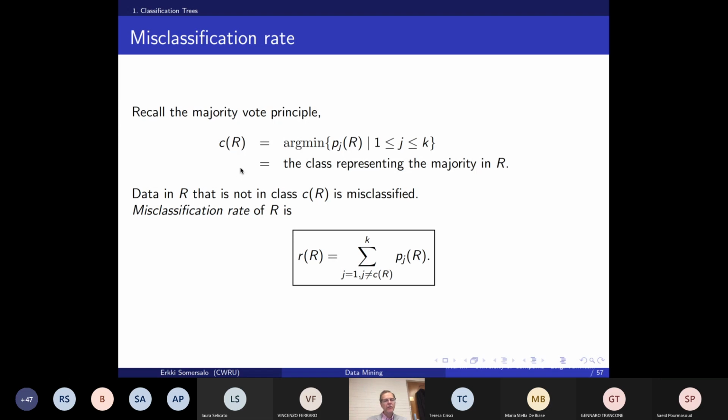And so all the points which are not in the winning class are misclassified. And so therefore the misclassification rate is, we are asking how many, percentage-wise or ratio-wise, of all the points are misclassified. So how many points do you have in the classes which are not the winning class divided by the total number of points in that rectangle? So this R here is a number between 0 and 1. So that's the misclassification rate. If you have a pure leaf, the misclassification rate is 0.